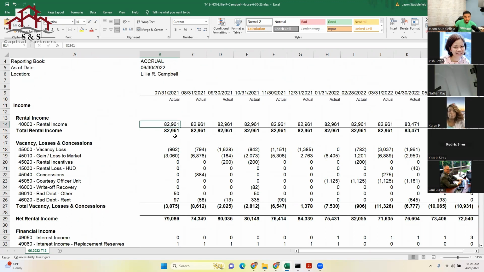Total rental income, that's pretty self-explanatory. Now you got your vacancy loss. How many of those units that were there did not actually pay? Loss or gain to rent, gain to market, right? Yeah, gain or loss to market.